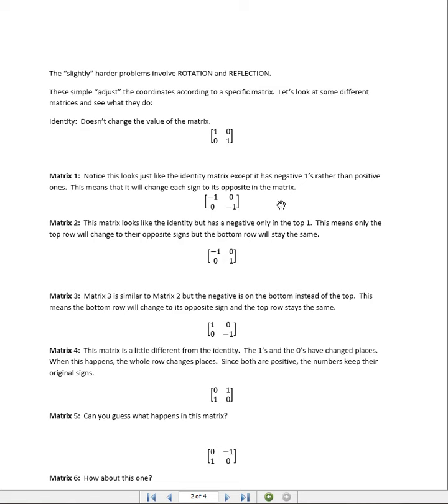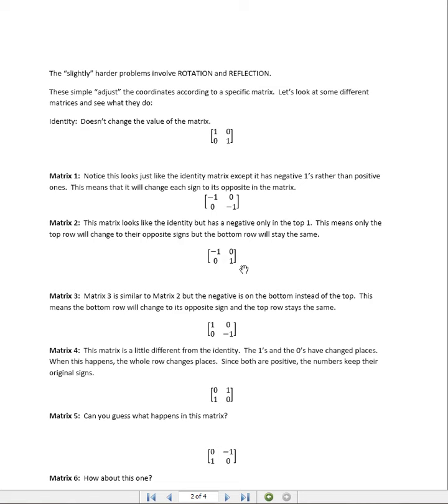So what does this tell us? This tells us that the matrix after its transformation is going to look exactly the same, except all the numbers in the top row and the bottom row are going to switch to their opposites.